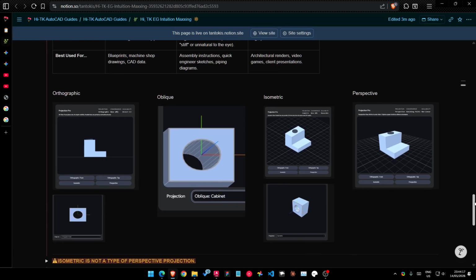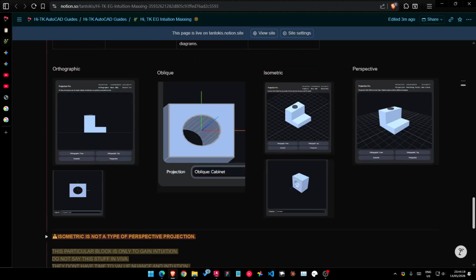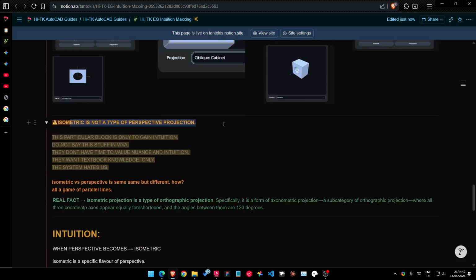Look at this. Let's say you're in isometric view. Let's say you're in perspective view. This is what you would be seeing. But if you zoom out really far in this perspective view, and at a very particular angle, what it would become is isometric view. Do you feel me? Do you see this difference? Isometric is not a type of perspective projection. I'm only saying this to explain it.